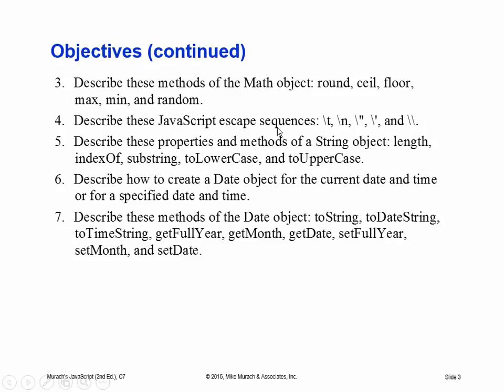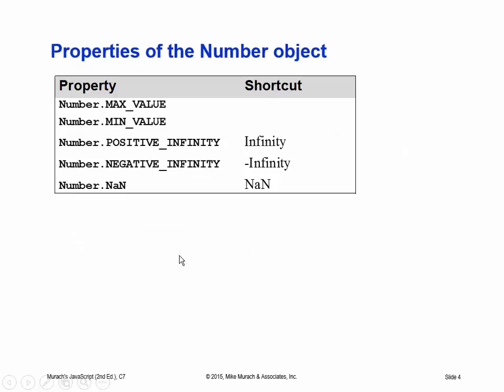Describe the JavaScript escape sequences \t, \n, double quote, single quote, and \\. Describe the string methods length, indexOf, toString, toLowerCase, and toUpperCase. Describe how to create a date object with the current date and time. Describe the date object methods toString, toDateString, toTimeString, getFullYear, getMonth, getDay, setFullYear, setMonth, and setDate.